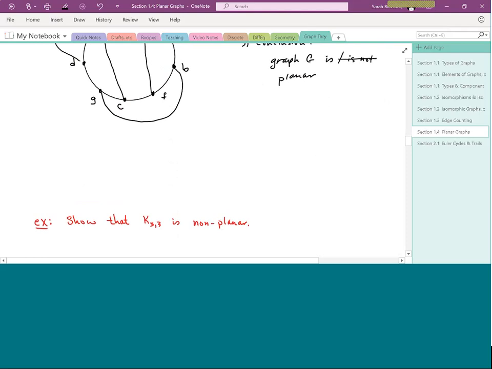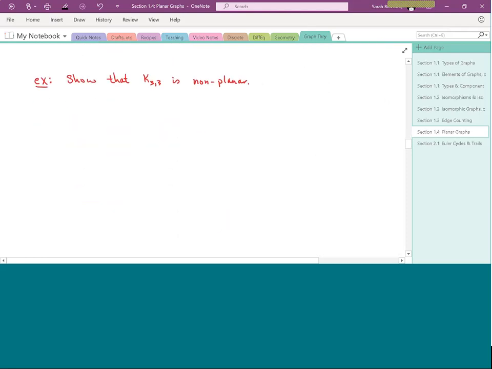So if you want to determine whether the complete bipartite graph on 3 and 3 vertices is non-planar, the first thing you need is the actual picture of the graph. So anybody remember what this guy looks like?